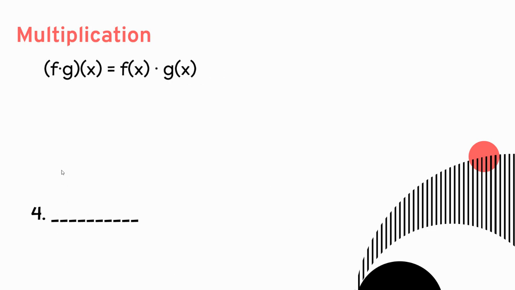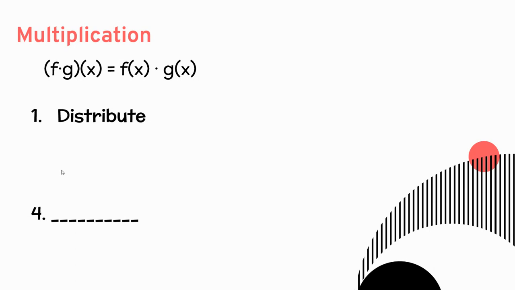Now that we can add and subtract our functions, let's move on to multiplication, which is just going to be a little bit more challenging than the adding and subtracting. So we've got f times g of x, which is f of x times g of x. And here are our steps. And the first one changes.